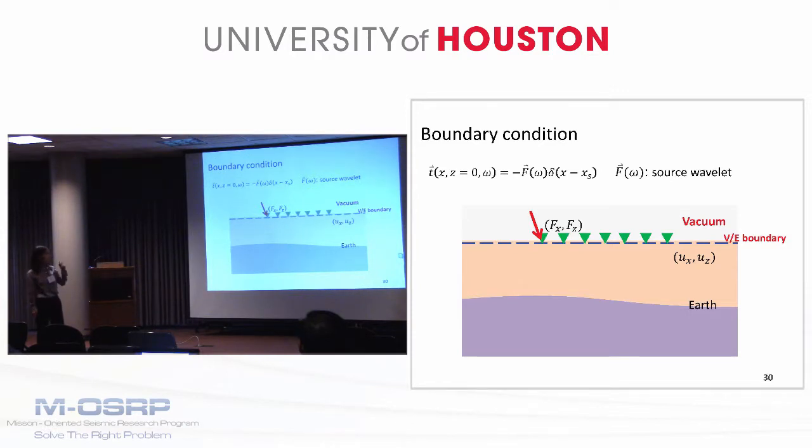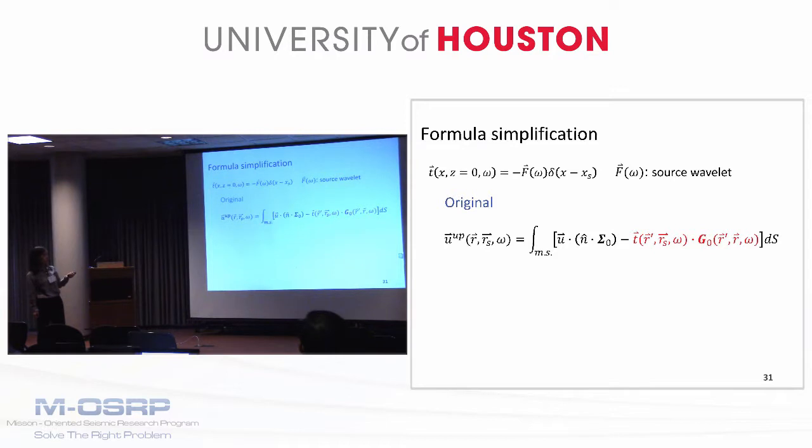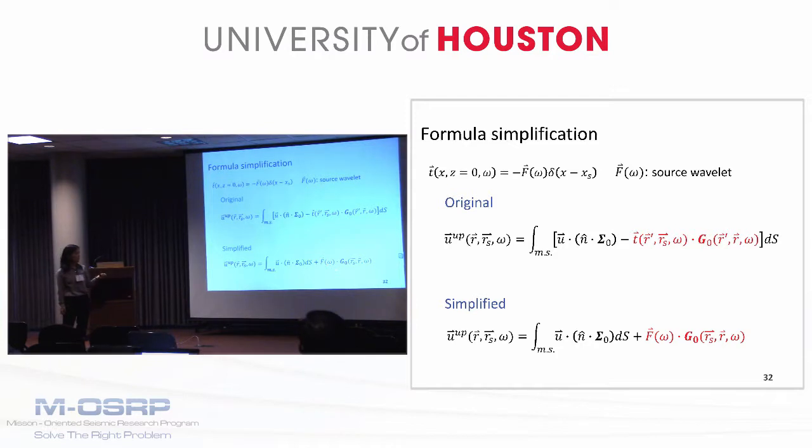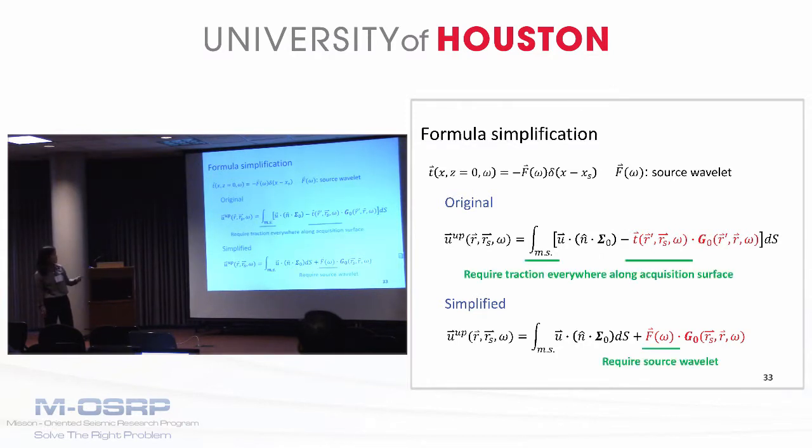Now let's input this boundary condition to that wave separation algorithm we saw earlier. You will see the second integral turns out to be a product between that external force and this analytical Green's function. Therefore, we have this simplified algorithm. Comparing these two formulas, you will see that instead of requiring traction everywhere along the acquisition surface, that external force information, or an estimated source wavelet, is enough to compute the second term. This is what we mean by reducing the requirement of traction to a simple source wavelet with this simplified algorithm and a vacuum Earth approximation.